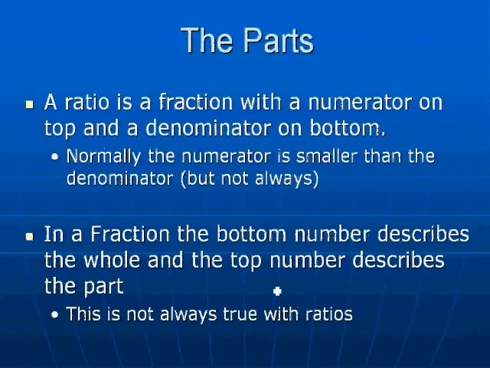So the parts. A ratio is a fraction with a numerator on top and a denominator on bottom. In most cases, but not always, your numerator is going to be smaller than your denominator. In a fraction, the bottom number describes the whole and the top number describes the part. Now, this is true in most situations, particularly when we look at sampling and probability, but it isn't always going to be true. Times where this could be a little bit different would be dealing in cost per unit, or if we're dealing with things where we're looking at different units, so kilometers and liters, or centimeters and miles, etc.